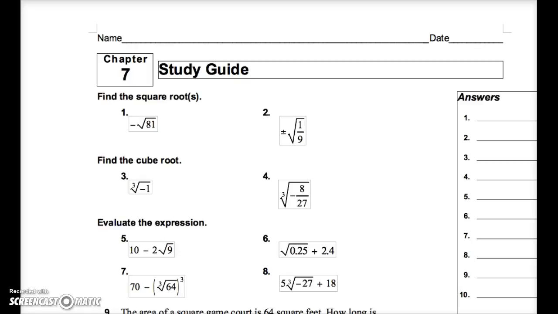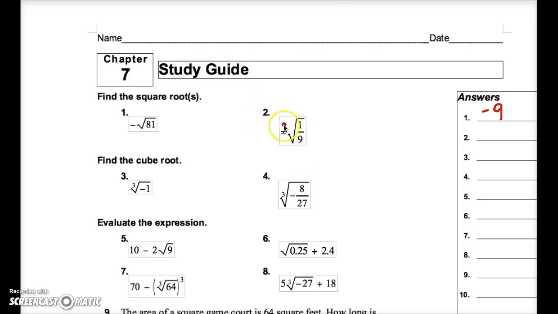Okay, this video is going to take you through the study guide for Chapter 7 to prep for our test that we're going to have. So, here we go. For number 1, it just says find the square roots. So, we have negative square root of 81. Well, I know the square root of 81 is 9, so with that negative in front, that would make it a negative 9.